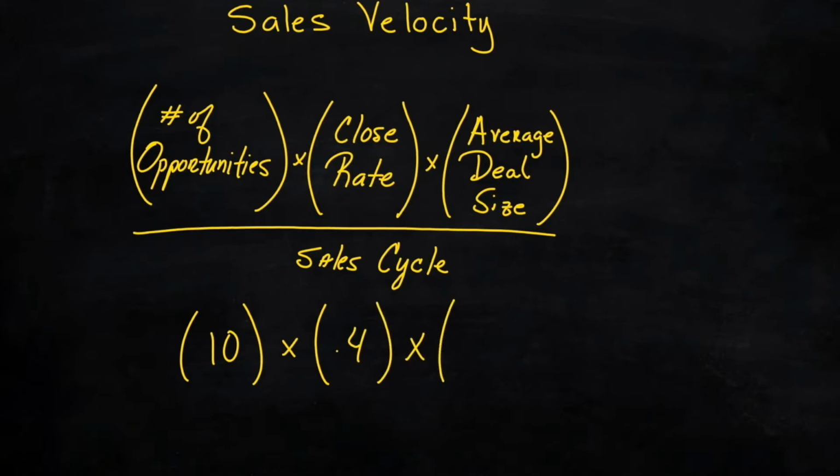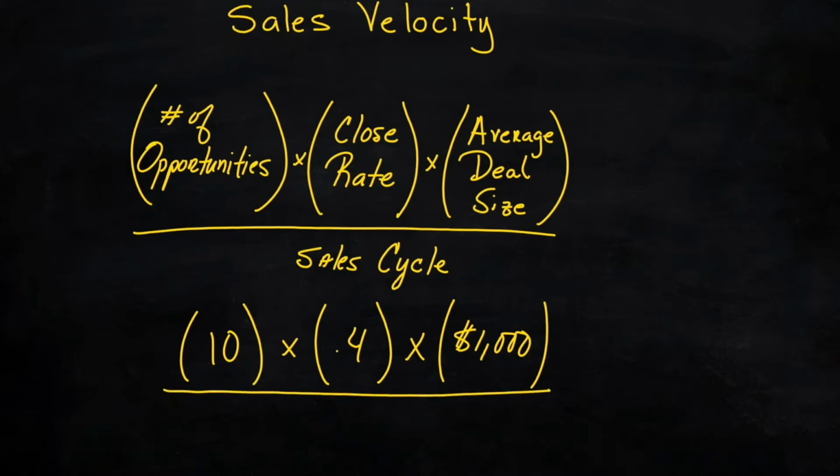You then multiply that by your average deal size. Now, on average, when you sell something, what's the average value? Let's keep it simple and say that's $1,000. And you're measuring your sales velocity over a period of time, in this case, 1 month. In other words, it takes you about a month to close a deal.